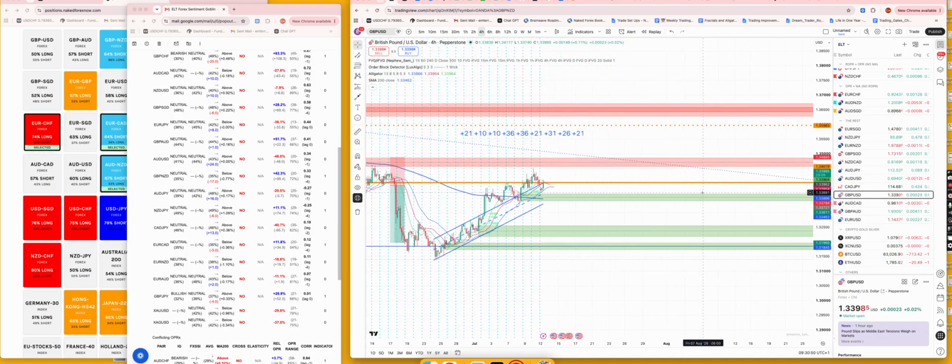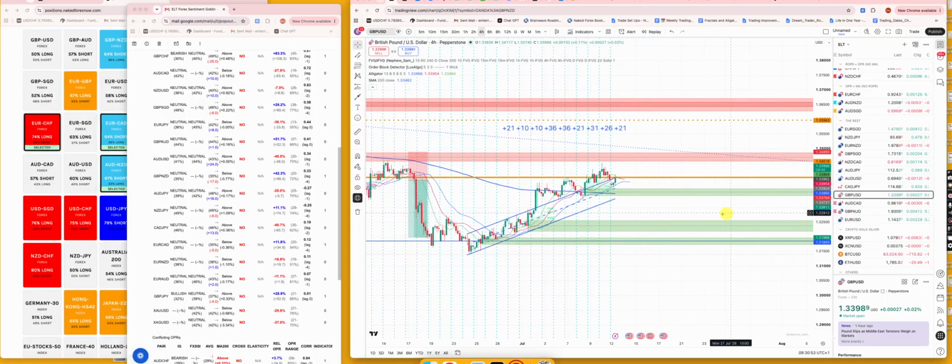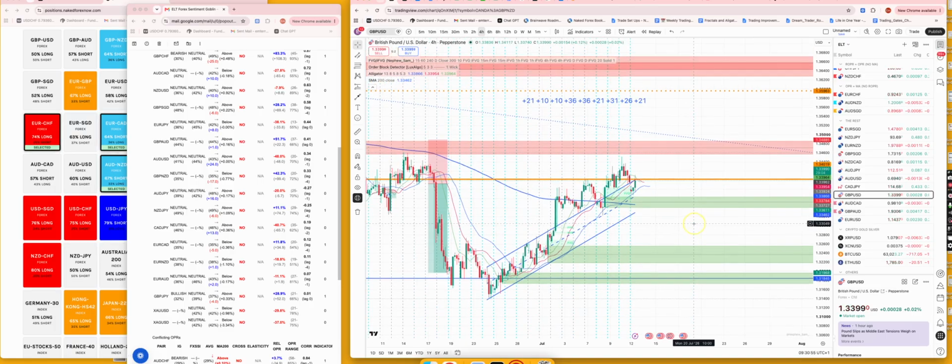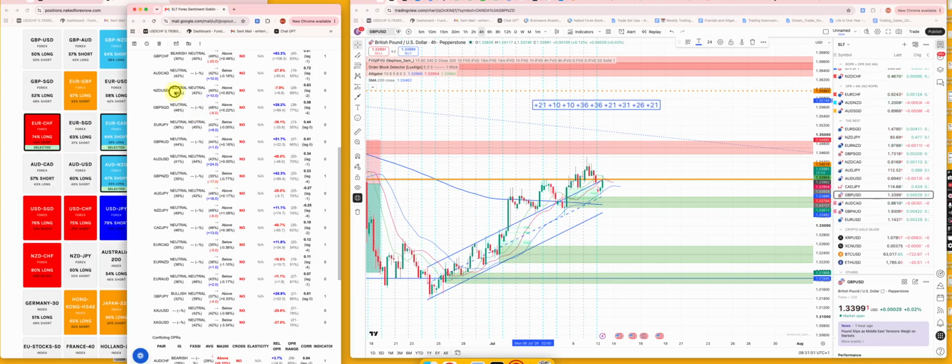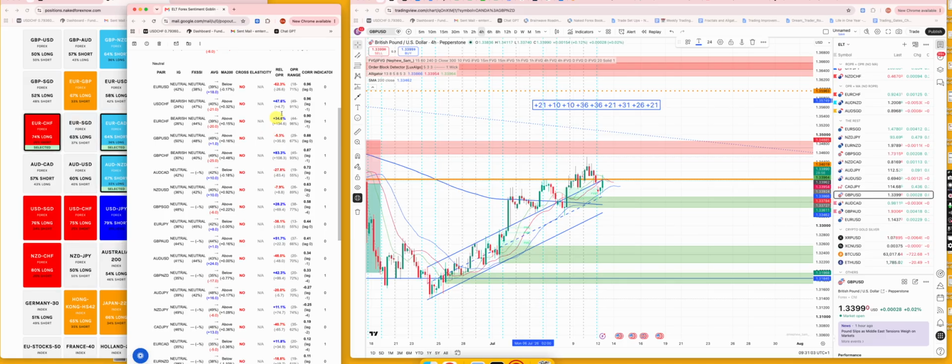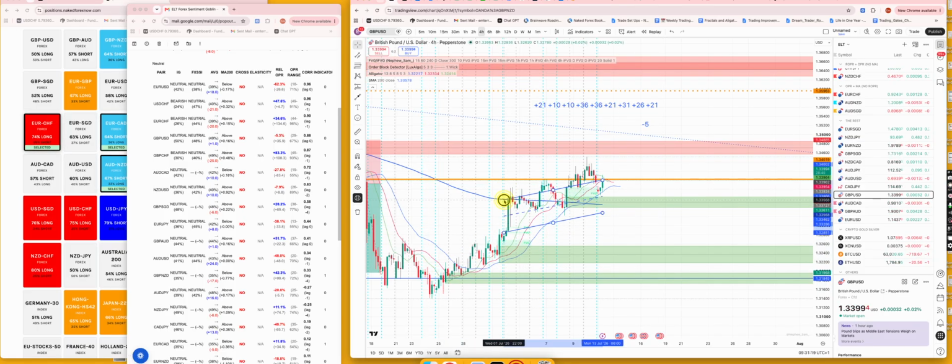Okay, let's have a look at the pound. Interesting. Pound. Minus 5. What can we say about that? Well, it chose to be in a new little box, really, didn't it? Would you say? That's going to look better on the 1 hour, by the way.